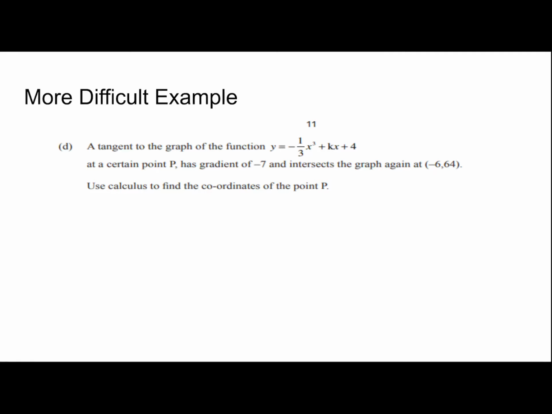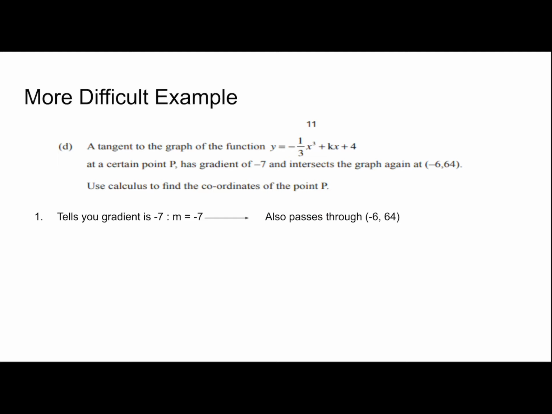Alright, so some key information to note down already. They've already told you the gradient. The gradient of the tangent line has already been told to be -7. So it tells you the gradient is -7, so you can write down that your m is equal to -7.